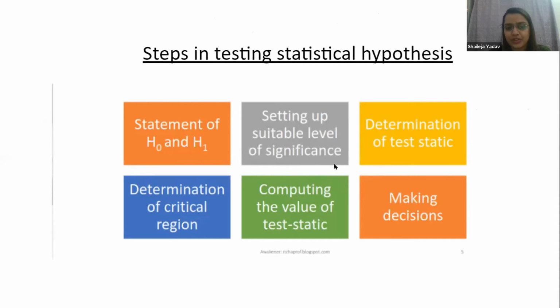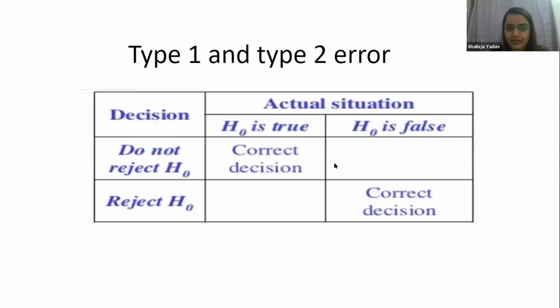So now we will be moving on to the next step, which is setting up the suitable level of significance. Before setting up the suitable level of significance, let us understand the terms which are coming into play. That is the alpha and the beta, or the type 1 or the type 2 error.